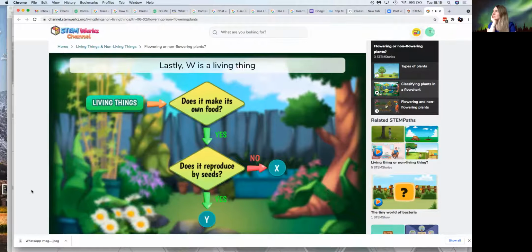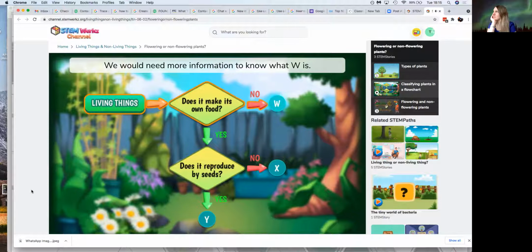Lastly, W is a living thing, but it does not make its own food. Therefore, W is not a plant. We would need more information to know what W is.